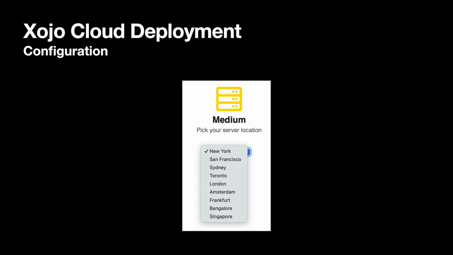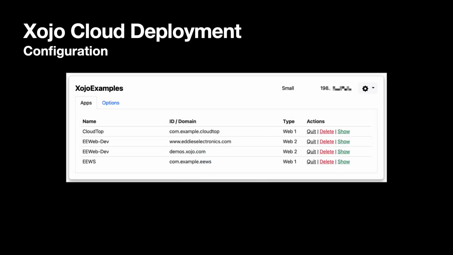And again, once you've finished ordering your server from us, it'll spin up once the system is installed, the OS and all the software is ready. That, again, takes about 20 minutes. Once you've done that, you can go to our website, log in, and go to the Xojo Cloud control panel. And that will show you all of your apps.